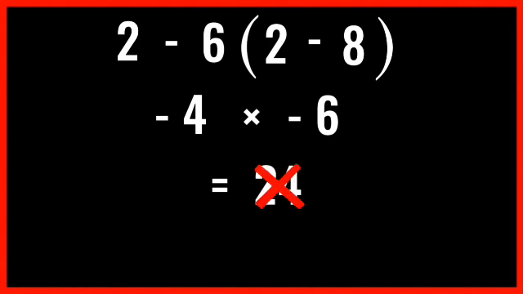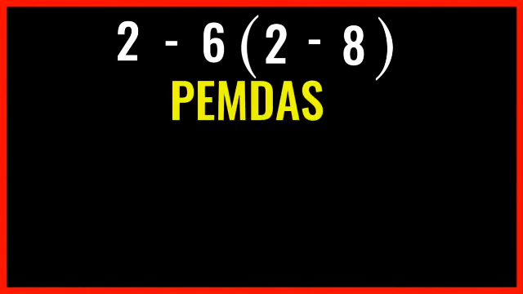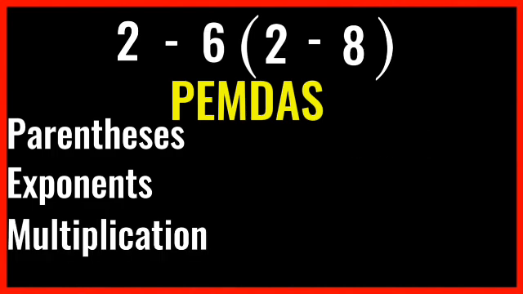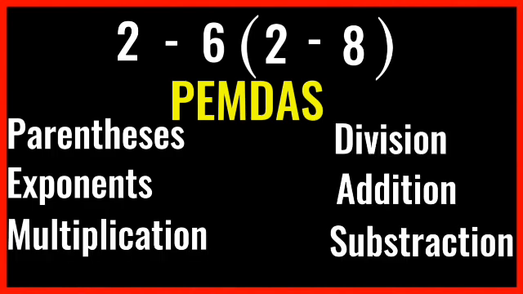The reason this happens is because math is not just about doing operations randomly. It follows a very specific set of rules called PEMDAS. PEMDAS stands for parentheses, exponents, multiplication and division, and addition and subtraction. This acronym helps us remember the correct order in which to solve any mathematical expression.